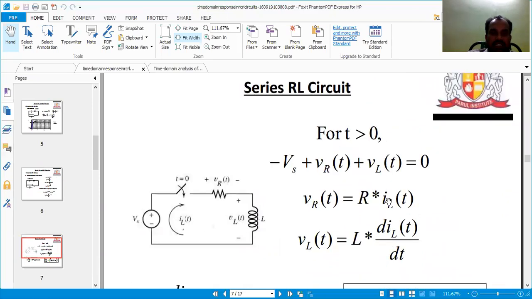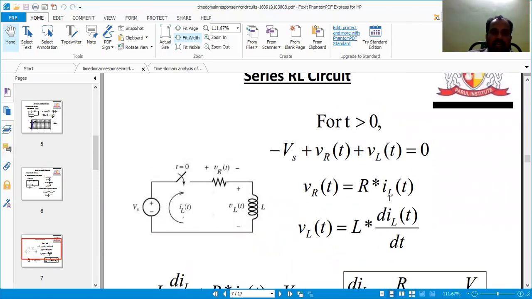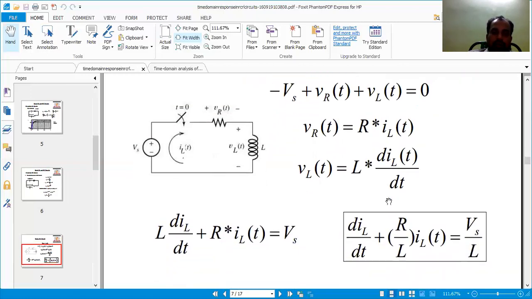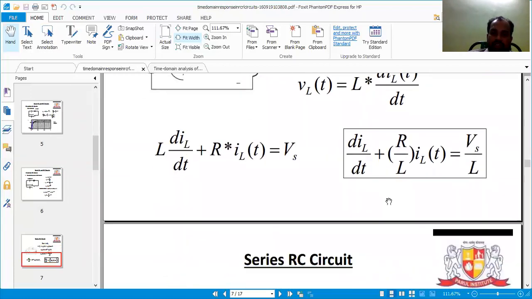And the next one is RL circuits. The RL circuit consists of the combination of a resistor and an inductor. Okay. Apply the KVL: minus Vs plus the voltage across the resistor plus the voltage across the inductor equals 0. VR equals R into IL of t. So VL equals L into dIL by dt. Okay. L into dIL by dt plus R into IL of t equals Vs.